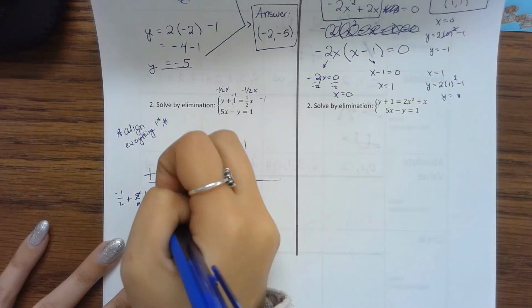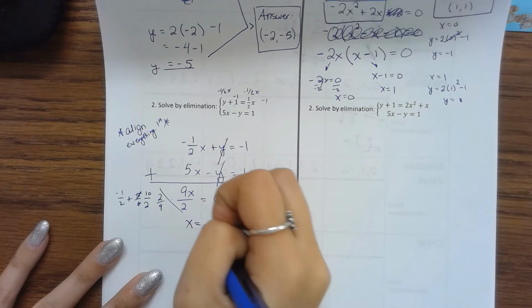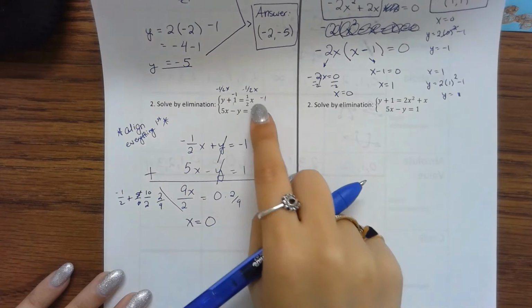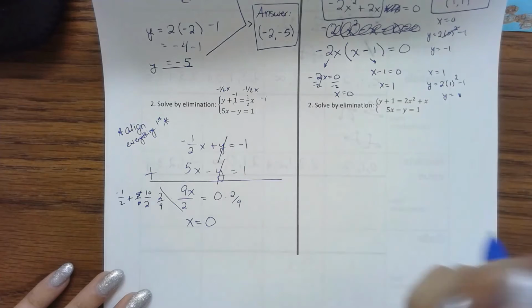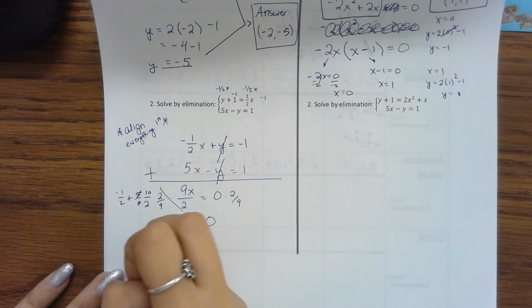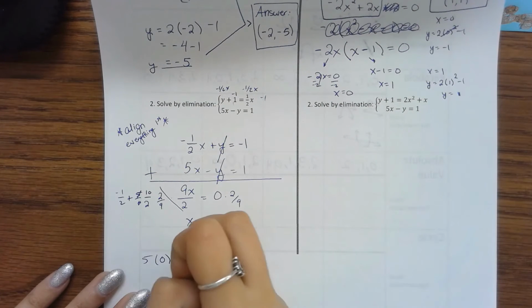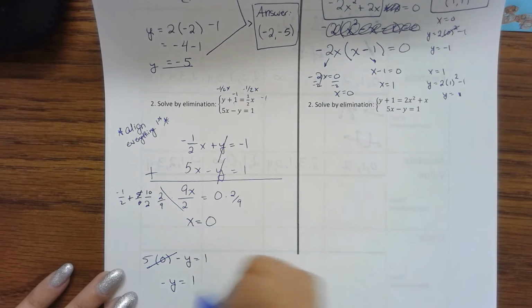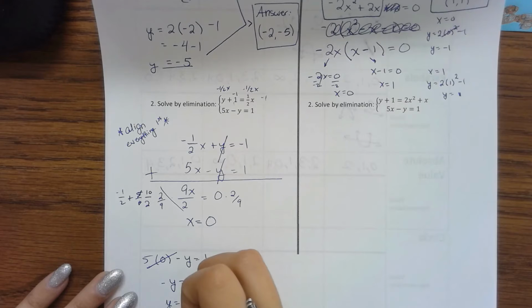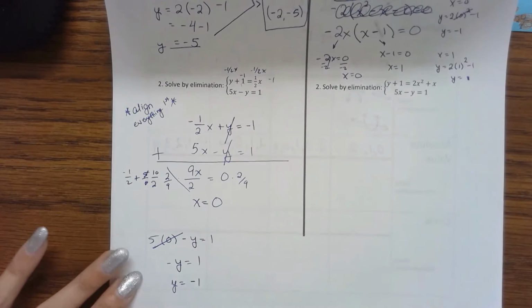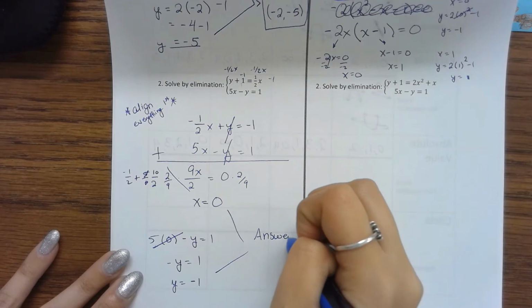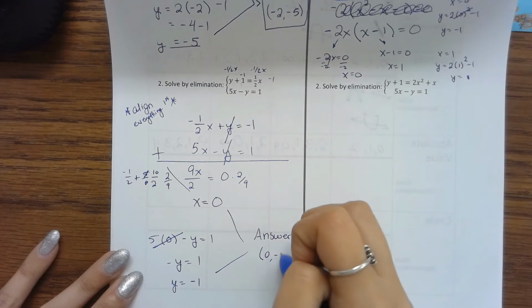Anything times 0 is 0, which means our first x value, our only x value, is 0. And to get the y value, I can plug it into either one of these, and it doesn't matter. I'm just going to do the second one. I can do 5 times 0 minus y equals 1. Negative y equals 1, so positive y should equal -1. And that means our answer is going to be 0, -1.